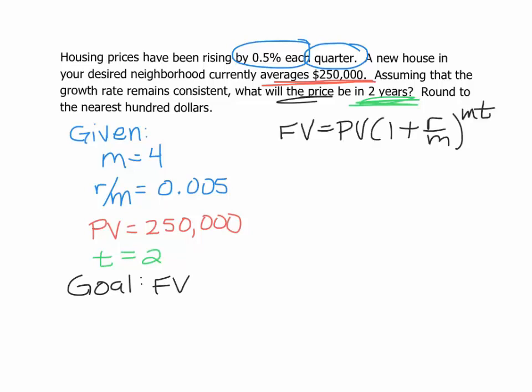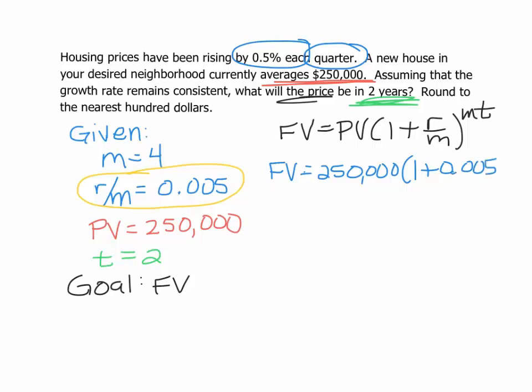Our formula for compound interest, which we've used a bunch of times, says future value is present value times 1 plus R divided by M to the MT. Let's plug in what we know. So we know our present value is $250,000. So we're going to have future value is $250,000 times 1 plus. Okay, now the R divided by M is this value here.